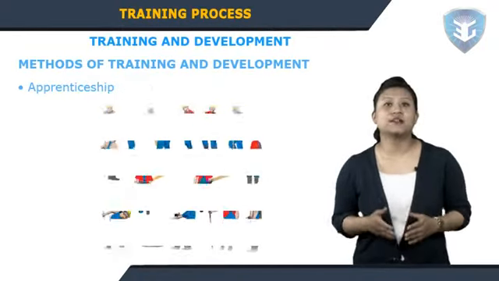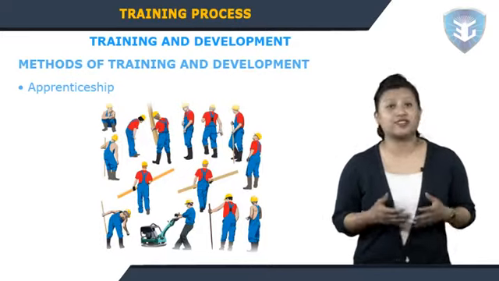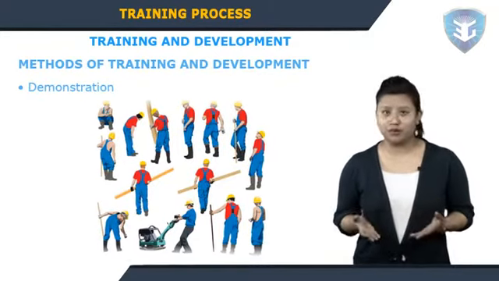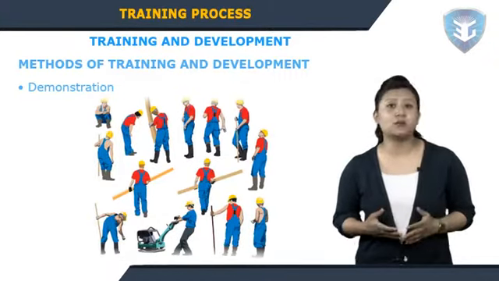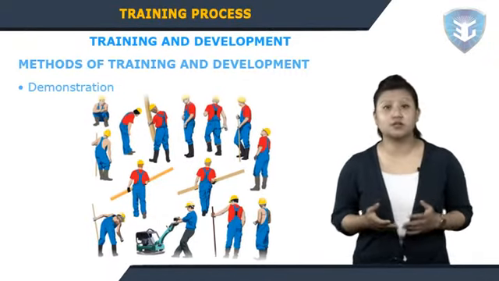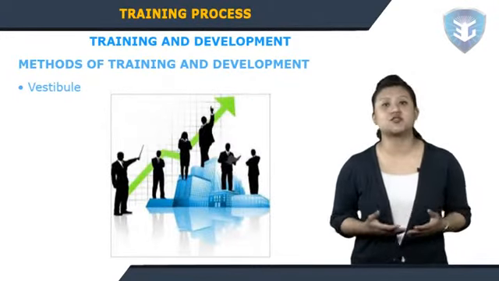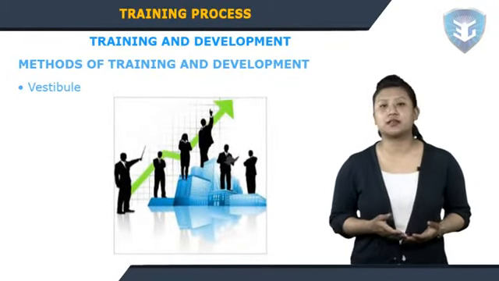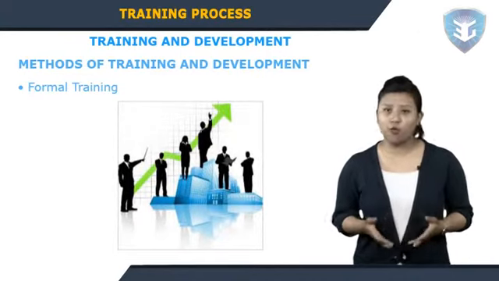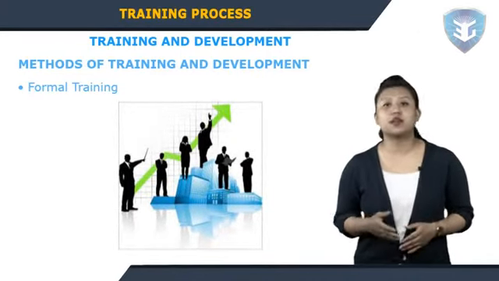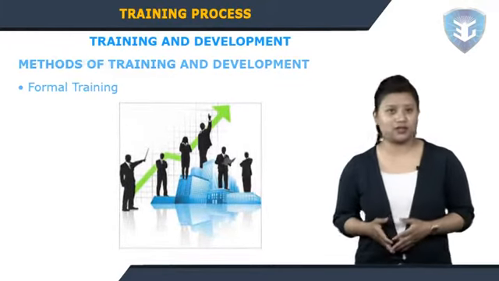Apprenticeship. A method of training where an unskilled person understudies a skilled person. Demonstration. Teaching by example, whereby the skilled worker performs the job and the unskilled closely observes so as to understand the job. Vestibule. This is done through industrial attachment for the purpose of skills and technology transfer. Formal training, a practical and theoretical teaching process which could be done within or outside an organization.